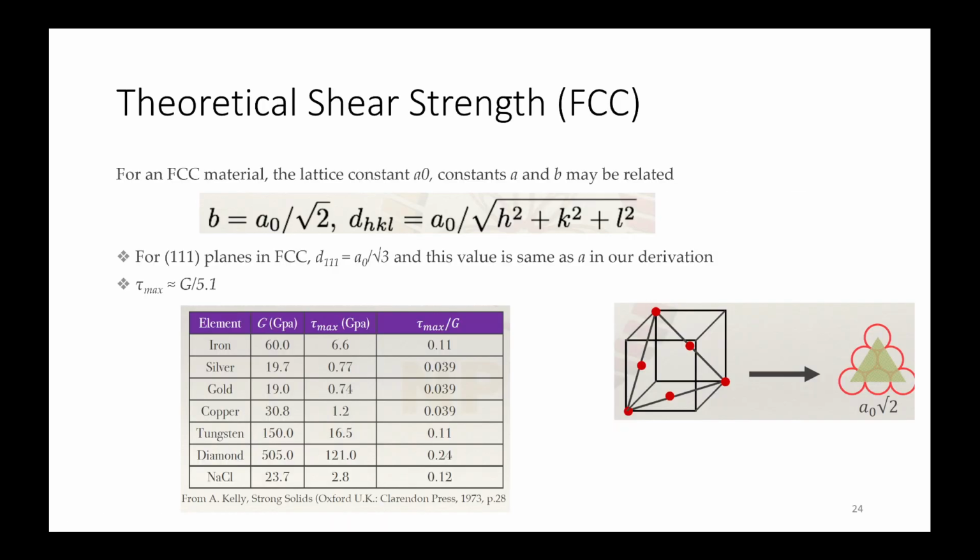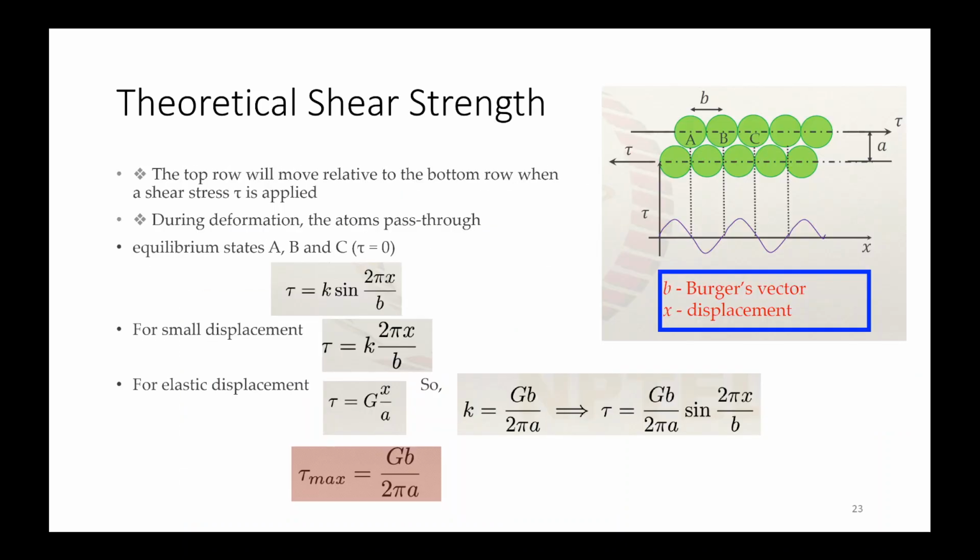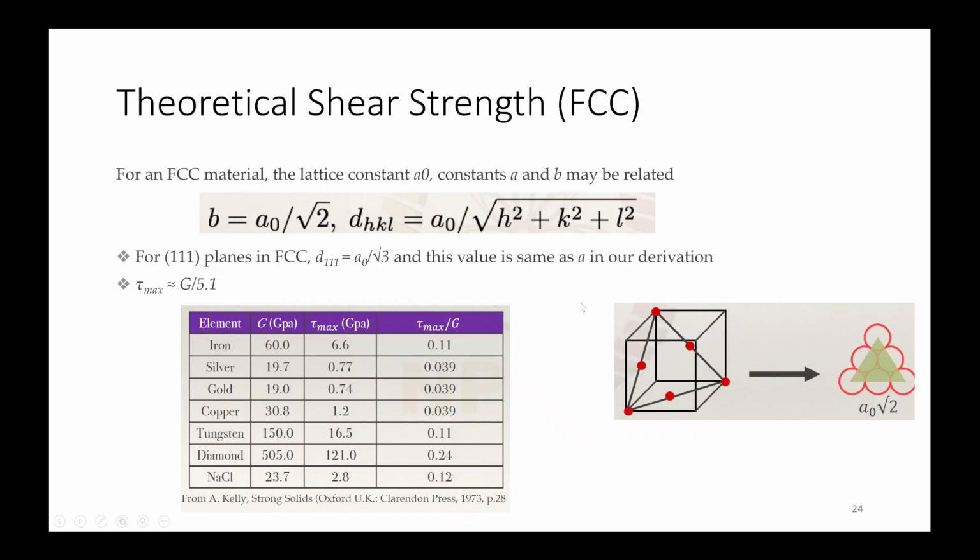Theoretical strength, you can't use it. You have just calculated it for a perfect crystal. If it is a perfect crystal, there won't be any formation of dislocations. Then you'll get this order of strength.